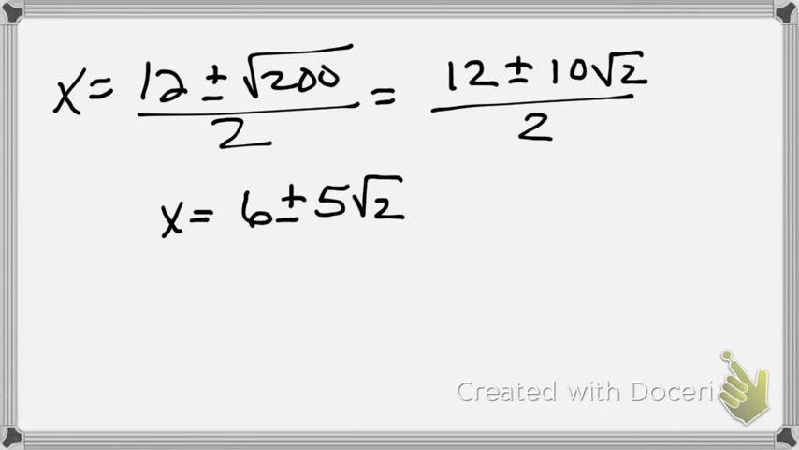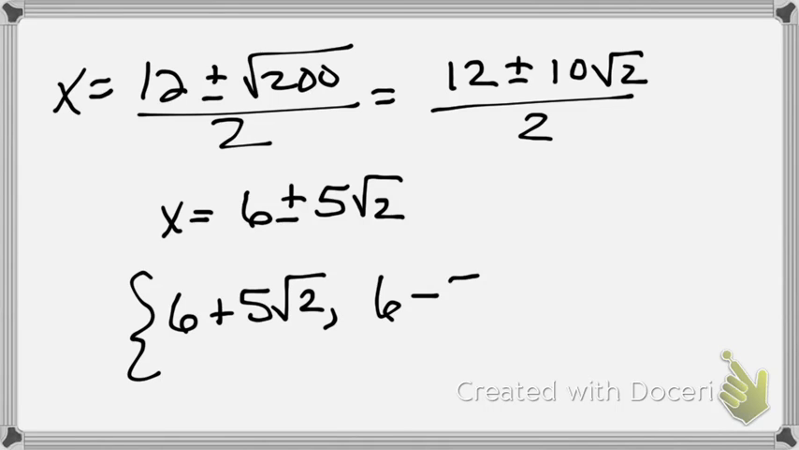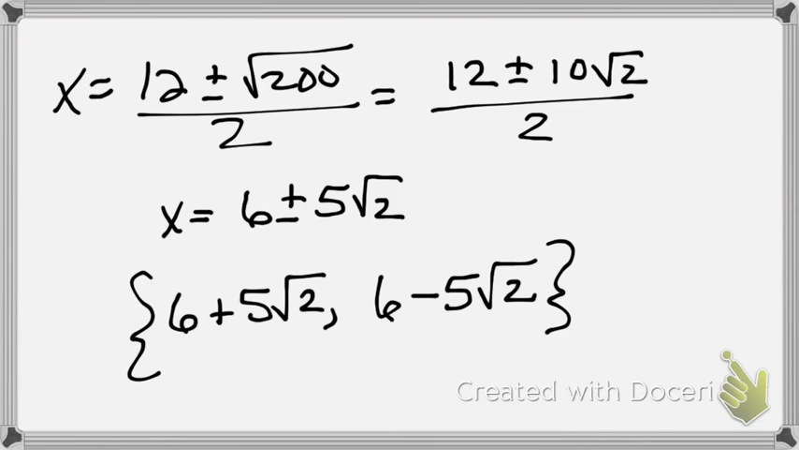All right, so when you have answers presented to you, they're going to look like this: 6 plus 5 root 2 and 6 minus 5 root 2. Good? That was number 1. Let's do number, I know you don't have this sheet in front of you yet, but if you put a number by it when you get the sheet, you'll know it.